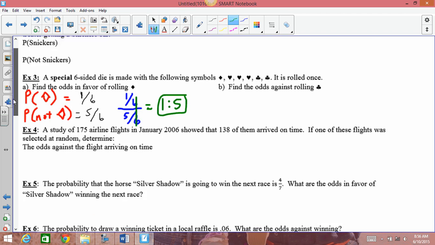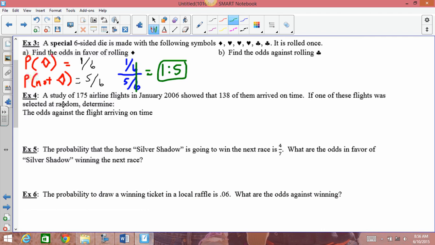Let's look at example 4. A little different there. A study of 175 airline flights in January '06 showed that 138 of them were on time. One of these flights is selected at random. Determine the odds against the flight arriving on time. So I want the odds, so I need probability first. I need the probability that it's on time, and then I need the probability that it is not on time.